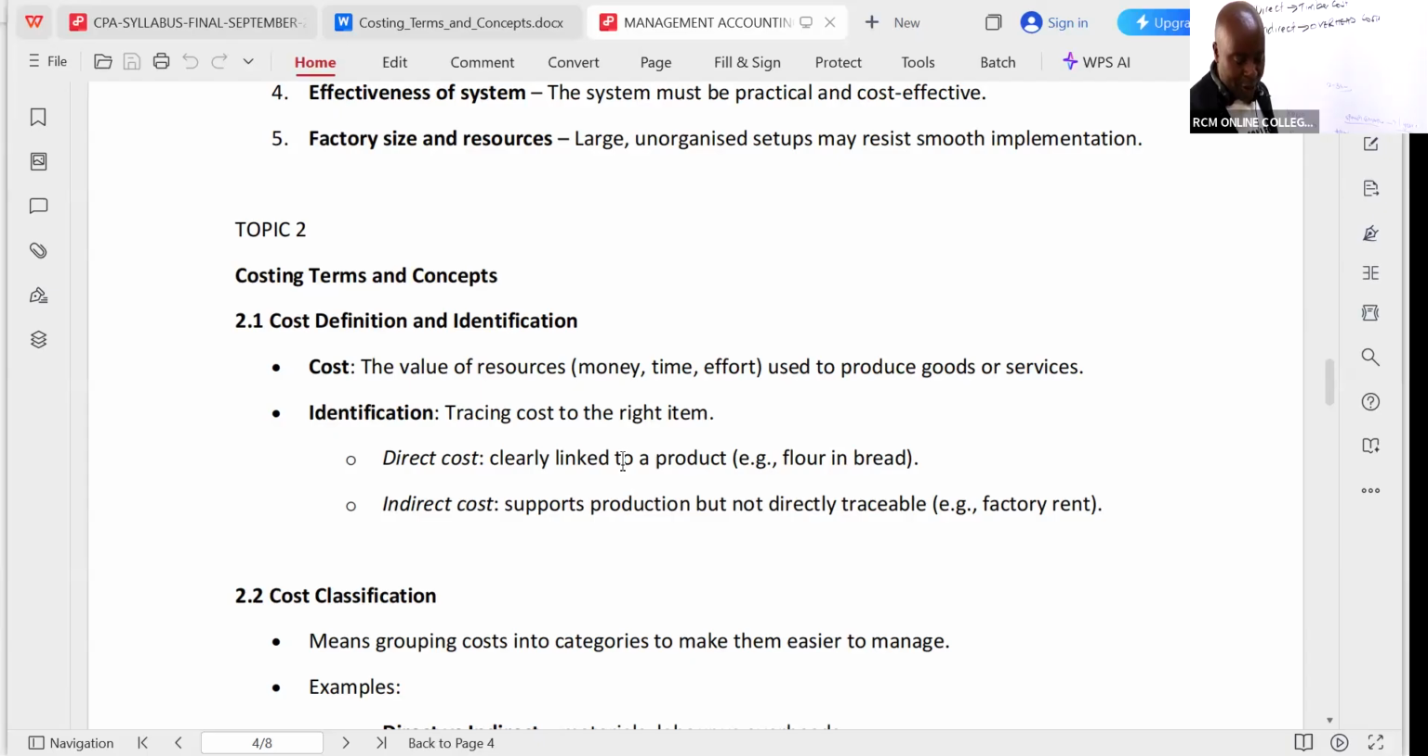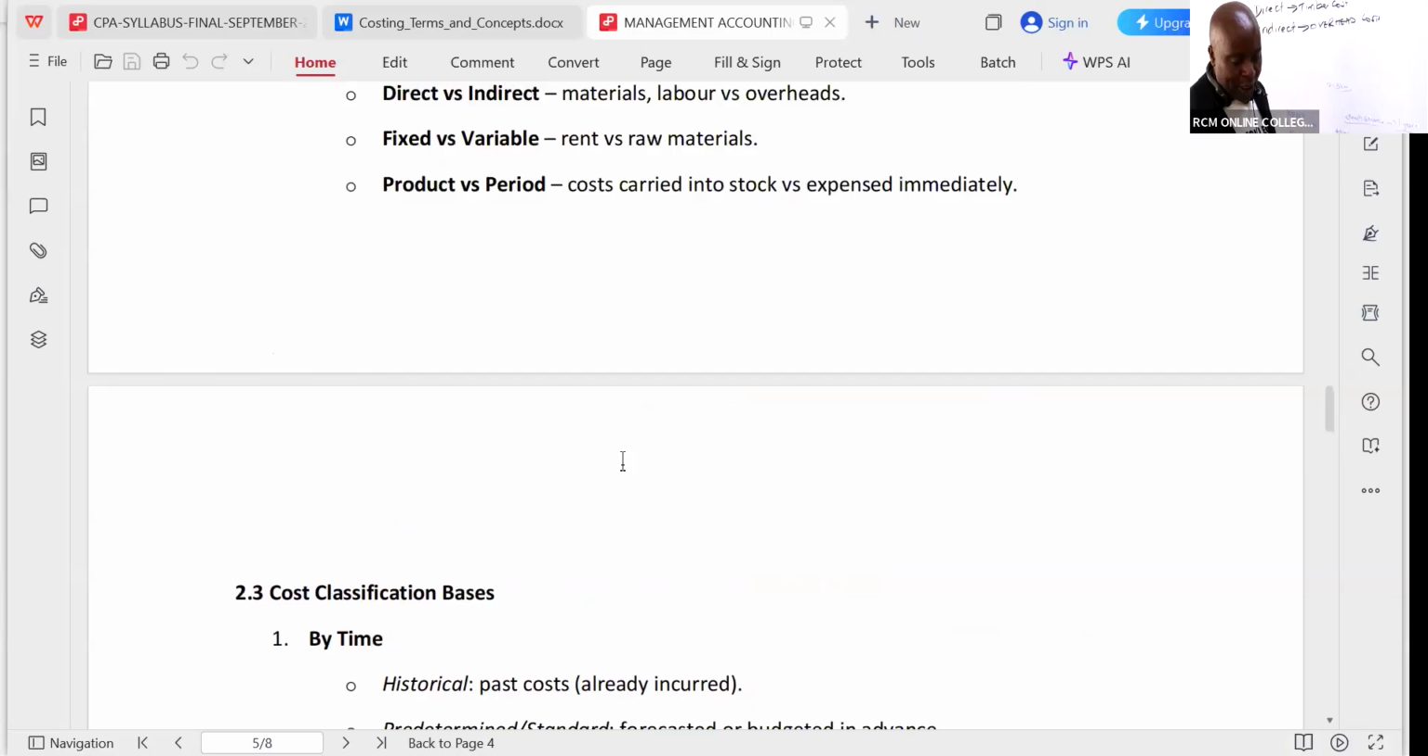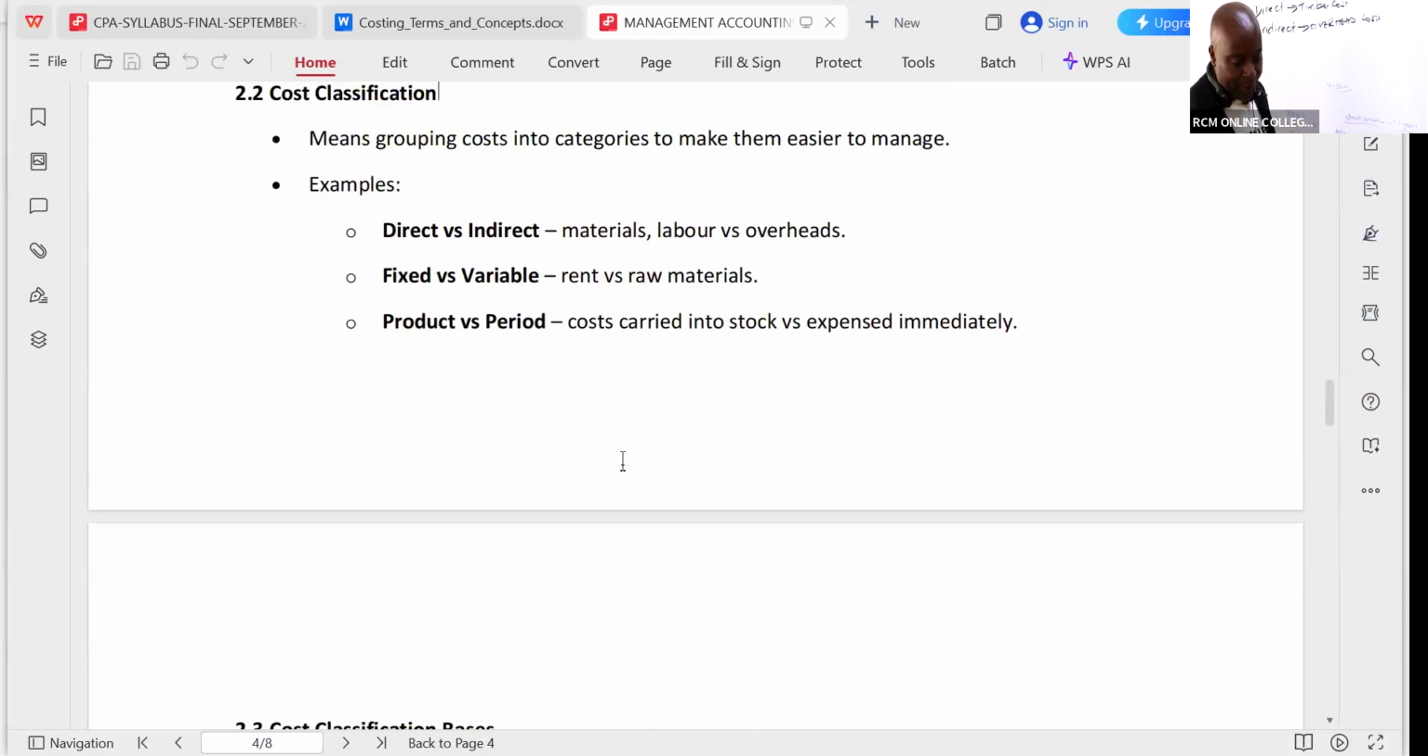Then now we go to cost classification as per your syllabus. Cost classification means grouping costs into categories to make them easier to manage and control. So for example, we classify costs as direct costs versus indirect costs. Material and labor will be very good examples of direct costs.